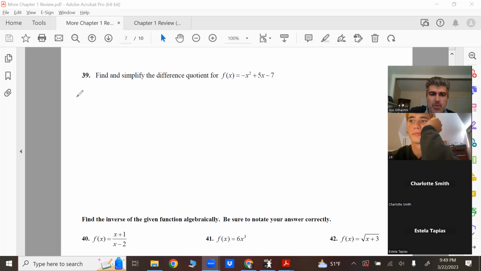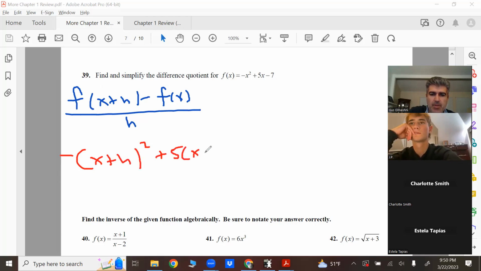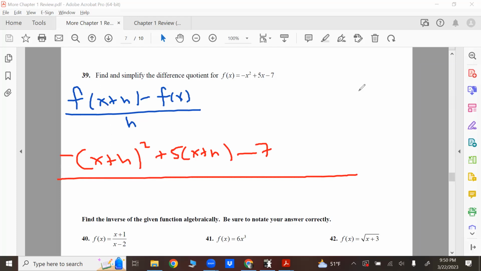All right, so difference quotient. Let's do this one more time. Okay. So you're going to replace x with x plus h. So negative x squared becomes negative (x plus h) squared. So 5x is 5 times (x plus h) minus 7. So that right there, all that, I'm going to put a minus sign here. All that is f of x plus h.